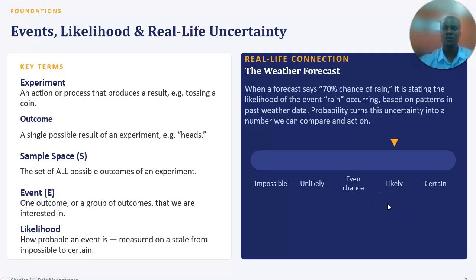So now look at this. Where does the weather forecast fall? It falls at about 70%, and this is stating that there is a likelihood that this event is going to occur.